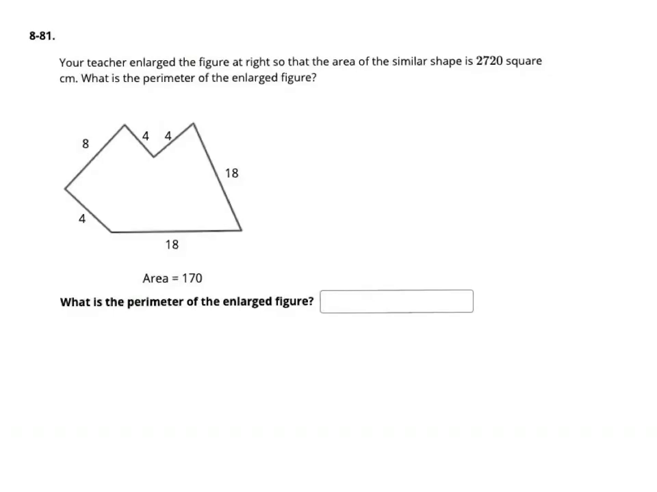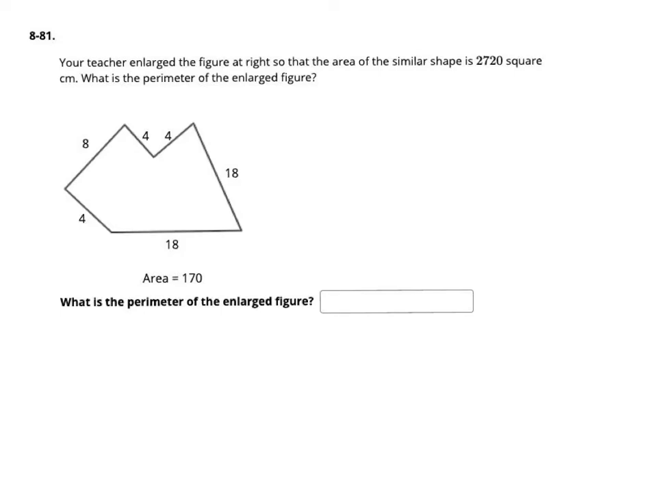Okay, 8-81 is next. We're flying through these. Okay, last one for this lesson, 8-81. Your teacher enlarged the figure at right so that the area of the smaller shape is 2,720 square centimeters. What is the perimeter of the enlarged figure?